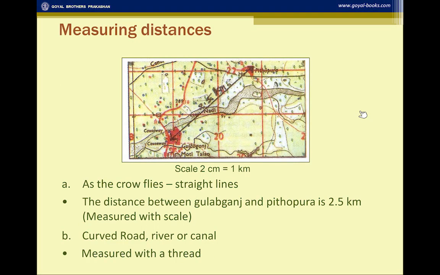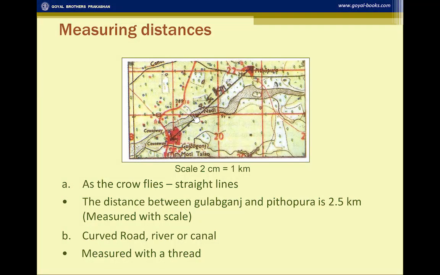Now we come to measuring distances. As I told you, distances can be measured as per the scale, and the scale of the map is 2 cm equals 1 km. Now suppose the question is, what is the distance between Gulabganj and Pithampura, as the crow flies? As the crow flies means the straight distance, and straight distances can be measured with the help of a scale. The distance between Gulabganj and Pithopuram is 2.5 kilometers.